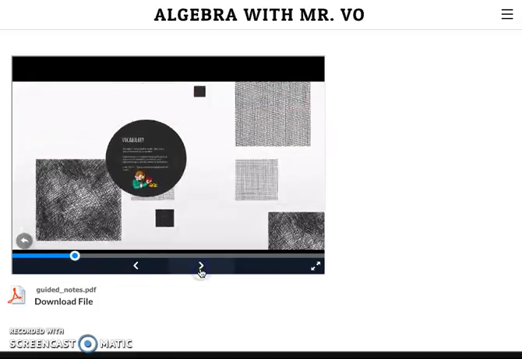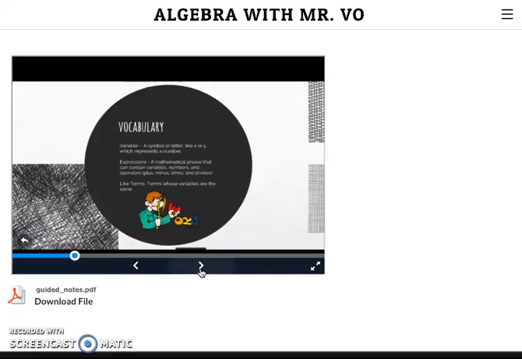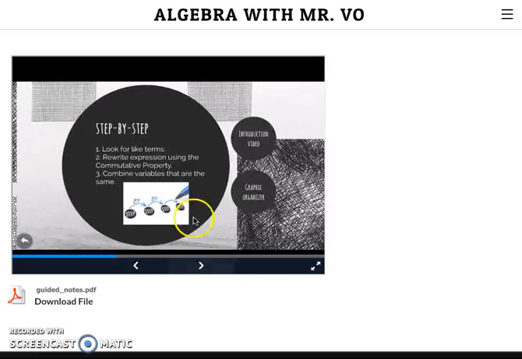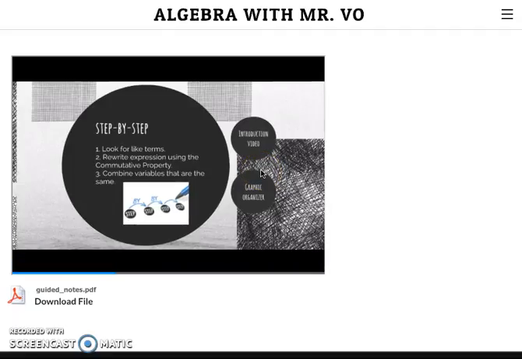Going further, this is going to be some basic vocabulary that they will need to learn. They will need to know the definitions of a variable, expressions, and like terms. Those are going to be very important later on in our chapter. Next, they will go step by step. This is going to show them step by step how to figure out what equivalent expressions are and how to see what like terms are to combine them.